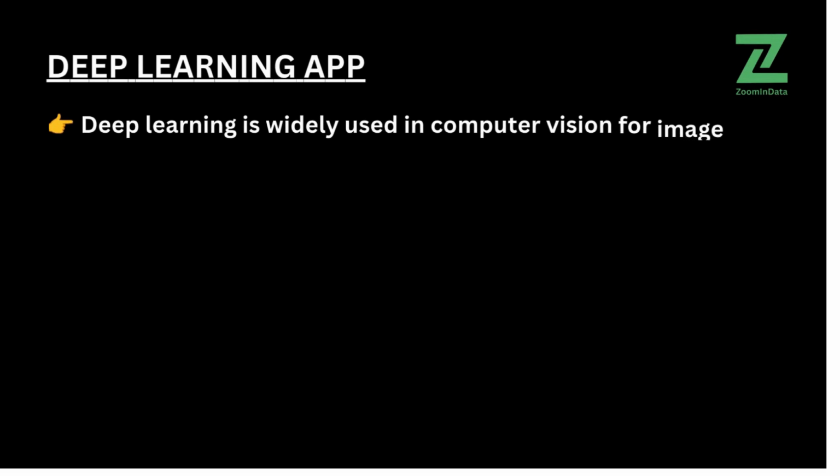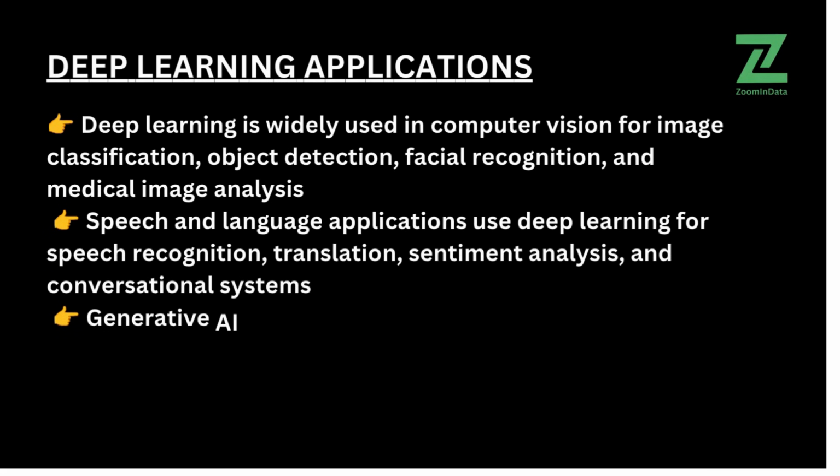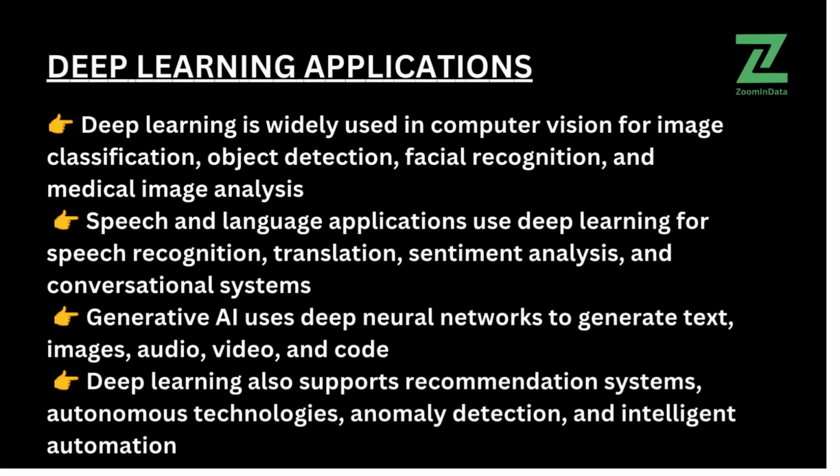Deep learning is widely used in computer vision for image classification, object detection, facial recognition, and medical image analysis. Speech and language applications use deep learning for speech recognition, translation, sentiment analysis, and conversational systems. Generative AI uses deep neural networks to generate text, images, audio, video, and code. Deep learning also supports recommendation systems, autonomous technologies, anomaly detection, and intelligent automation.